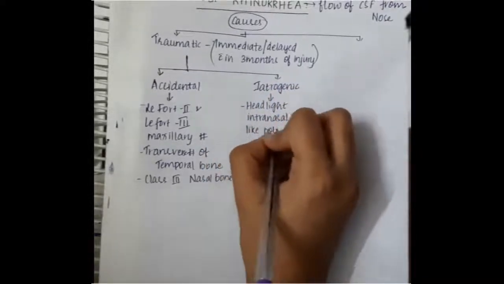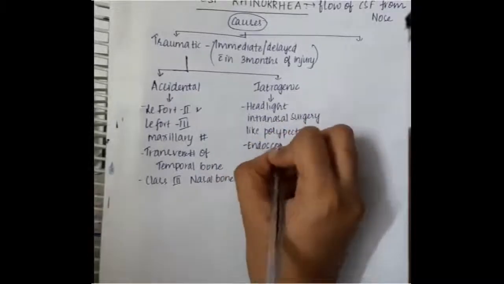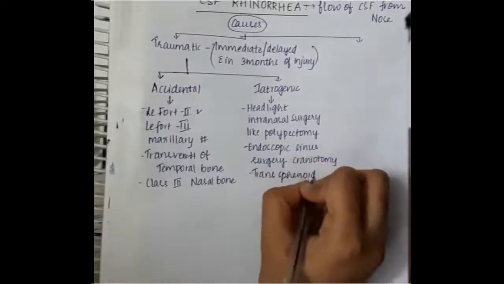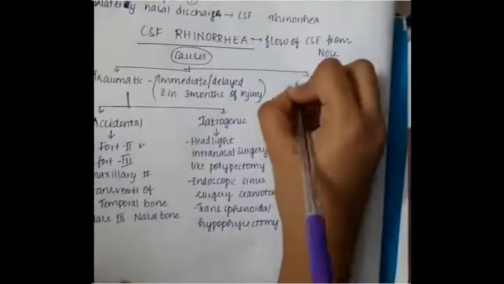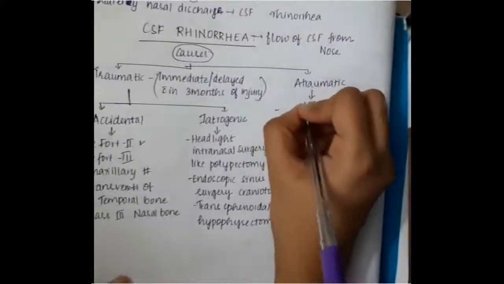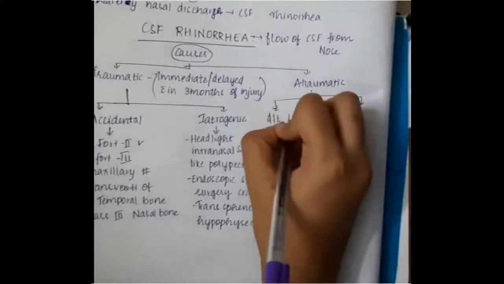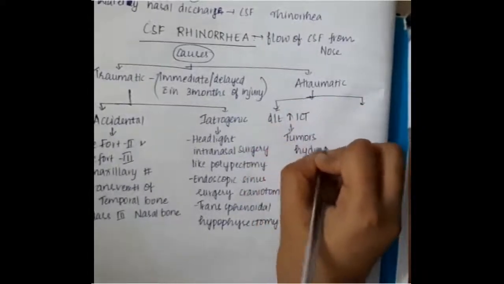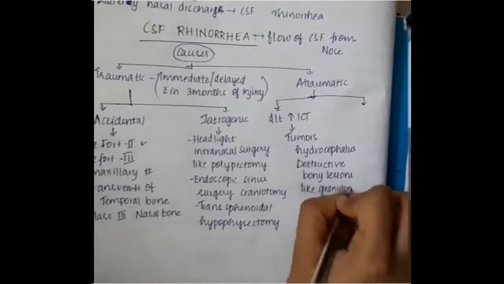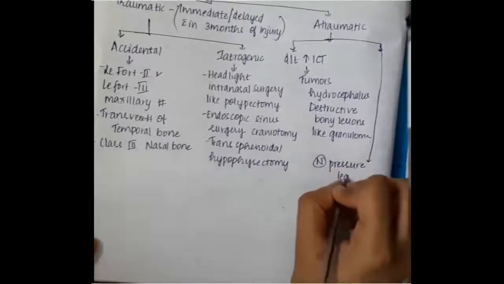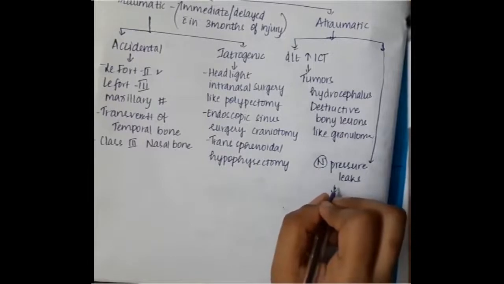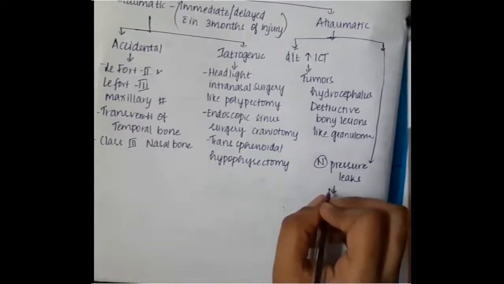Iatrogenic causes can be due to headlight or intranasal surgery like polypectomy, endoscopic sinus surgery, craniotomy, or transsphenoidal hypophysectomy. All these result in CSF rhinorrhea. Then atraumatic causes can be due to increased intracranial tension like tumors, hydrocephalus, or destructive bony lesions like granuloma, or it can be due to normal pressure leaks also, like congenital dehiscence of the nasal roof.